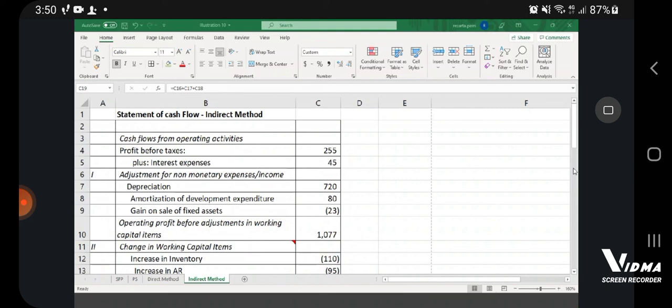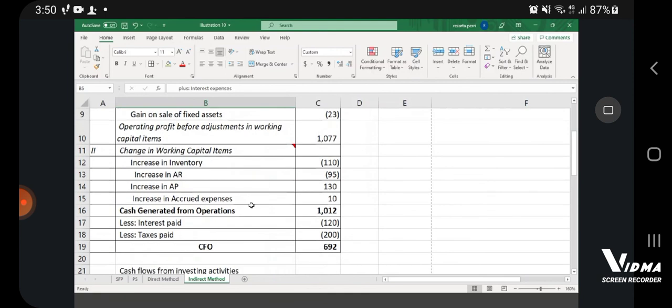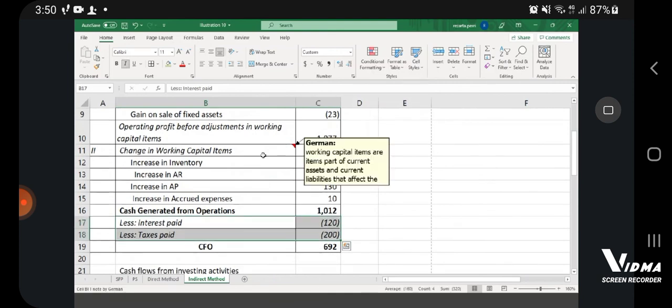So again, we are talking about the indirect method. That is, we start from profit before taxes, and we have to exclude first the interest expenses. Why is that so? Because remember, under both methods, the interest expenditure and the taxes are going to be included by the bottom of the cash flows from operations.